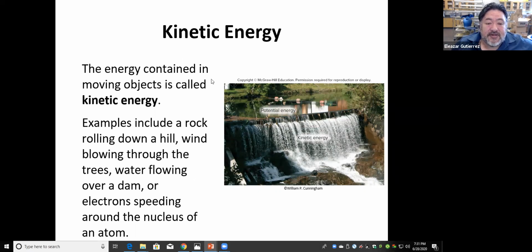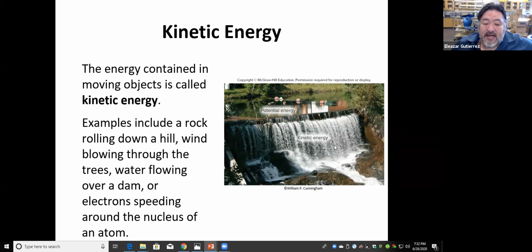Okay. Another way of addressing energy is kinetic energy. By definition, kinetic energy is energy in movement. So if something is moving, that is kinetic. They're showing a little bit of water coming off of this fall. The water is moving down, that's kinetic energy. The water on the top that's not moving, but is ready to fall down, that's potential energy. So another word for potential energy is stored energy.